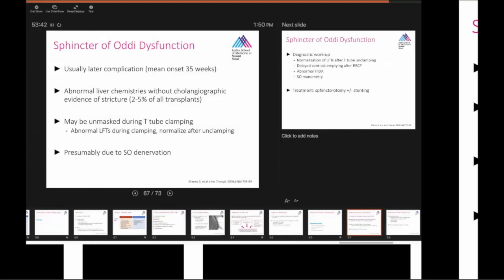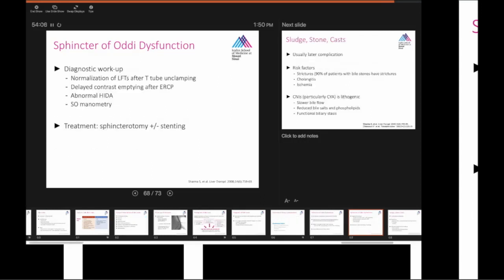Sphincter of Oddi dysfunction, we all know what this is. This is the same as in patients who are not post-transplant. It's believed to be due to denervation of the sphincter of Oddi. And sometimes when you clamp the T-tube, if the sphincter of Oddi is not functional, then you get abnormal LFTs because the bile isn't draining. Diagnostic workup is really about when you unclamp the T-tube, you have normalized LFTs. Sometimes when you do an ERCP, there's delayed emptying of contrast. The HIDA is abnormal. Some would do sphincter of Oddi manometry, but the pancreatitis risk of this is very high. And you treat with sphincterotomy and stenting.